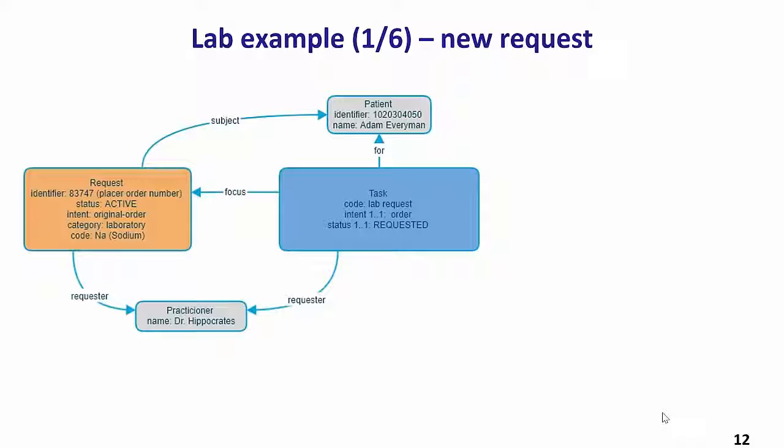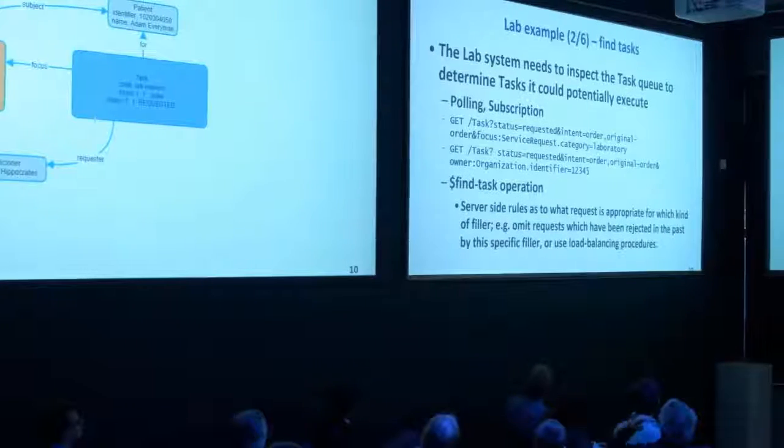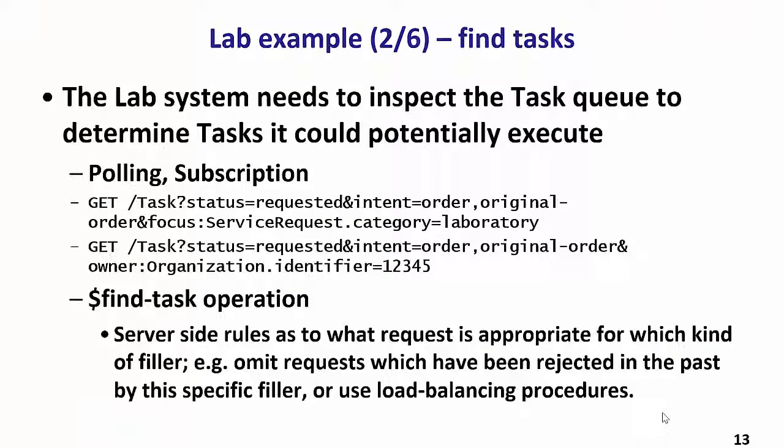Then the next step will be for a laboratory system to try and find out, well, is there any request out there that I can perform, that I'm able to perform? So step number 2 is to use polling or subscription to get hold, for example, of give me all tasks, okay, that are an order and an order in the category laboratory, so I can perform it. Or give me all tasks where explicitly the owner has been designated to be me. In other words, give me all lab orders assigned to me.